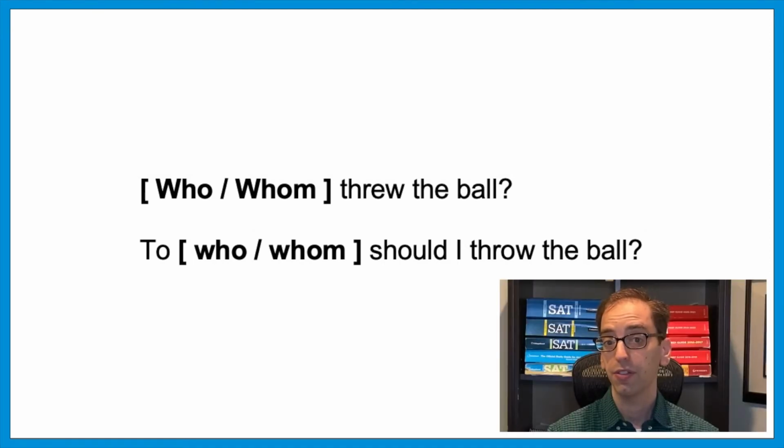In that first sentence, they're doing the action. That means they're the subject, or who. Who threw the ball is correct. But in the second one, they're receiving the action. That means they're the object. To whom should I throw the ball?